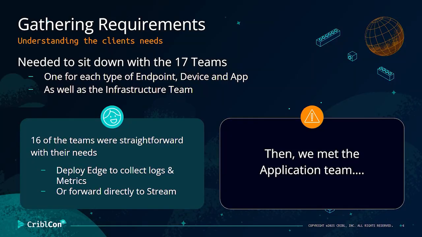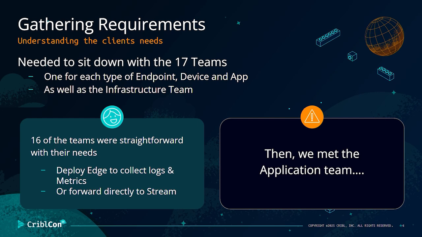Thanks, Dan. So with these business goals in mind, we then had to sit down with each of the 17 individual teams. Each of these teams was responsible for a different type of technology, such as endpoints, devices, and applications that we would need to collect logs from. Therefore, these teams each came with their own needs that needed to be covered by our implementation. An additional team was also introduced to us, being the infrastructure team. They were responsible for the success of the product, and therefore we were working very closely with them. Out of all of these different teams, they were all pretty straightforward in their needs. Just deploy Edge to collect telemetry X and point it to Cribl Stream.